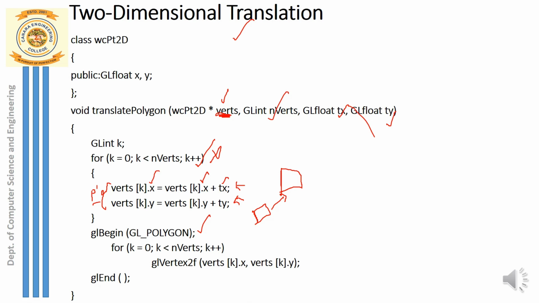So for that purpose you're going to take a for loop, and in each iteration one new vertex is computed. One new vertex is computed by adding the displacement factor to the old vertex. Okay, so this is done in the loop, and now finally, once all the 4 vertices are computed, you are ready to draw the polygon, wherein glBegin, GL_POLYGON is taken, and one by one the vertex is drawn, and finally the polygon is drawn. So this is a simple code to implement the translation technique.